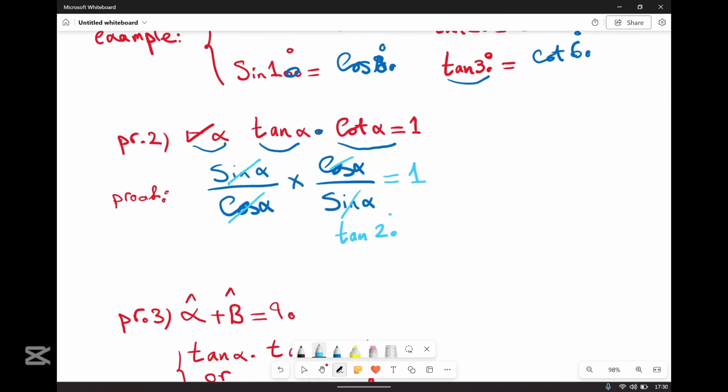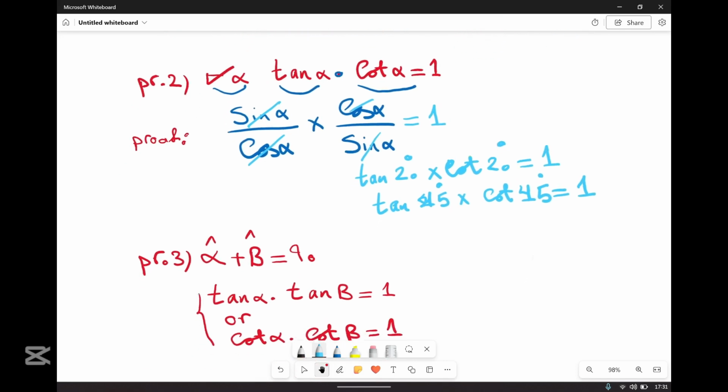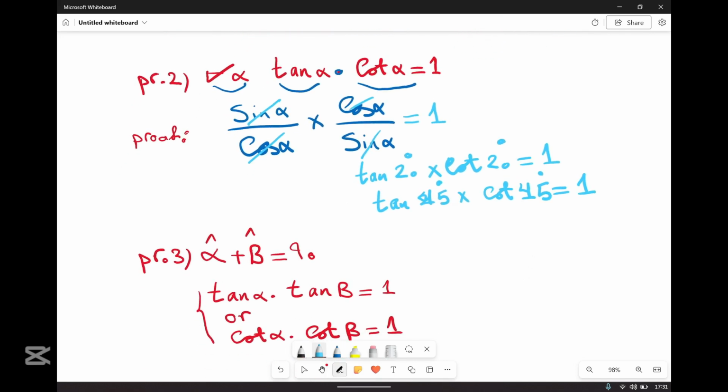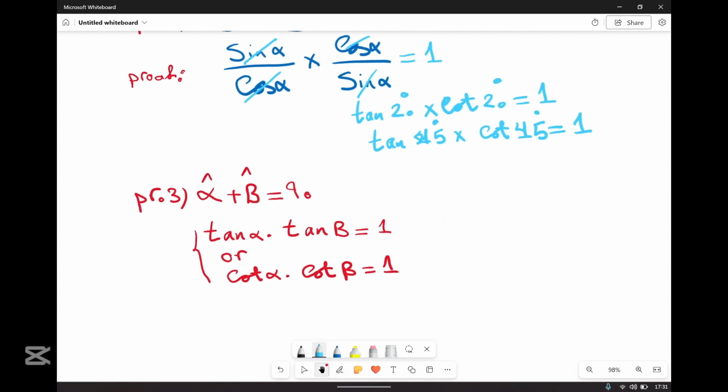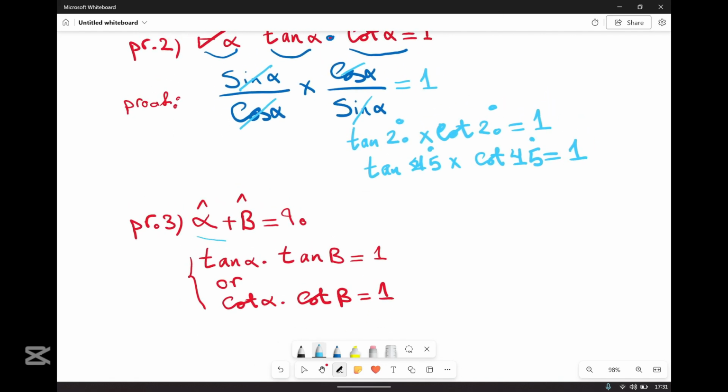Tangent 20 degrees times cotangent 20 degrees is equal to 1, or tangent 45 degrees times cotangent 45 degrees is exactly 1. But in property 2, when alpha plus beta is 90 degrees, tangent alpha times tangent beta is 1, or cotangent alpha times cotangent beta is 1.